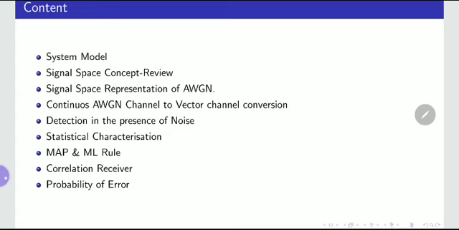Then we will study that there are two rules for detection. One is called MAP, that is maximum a posteriori probability rule, and the ML rule, that is the more common maximum likelihood rule. Then we will study the correlation receiver, that is the optimum receiver in presence of AWGN. And lastly, we will analyze how the probability of error can be found out.